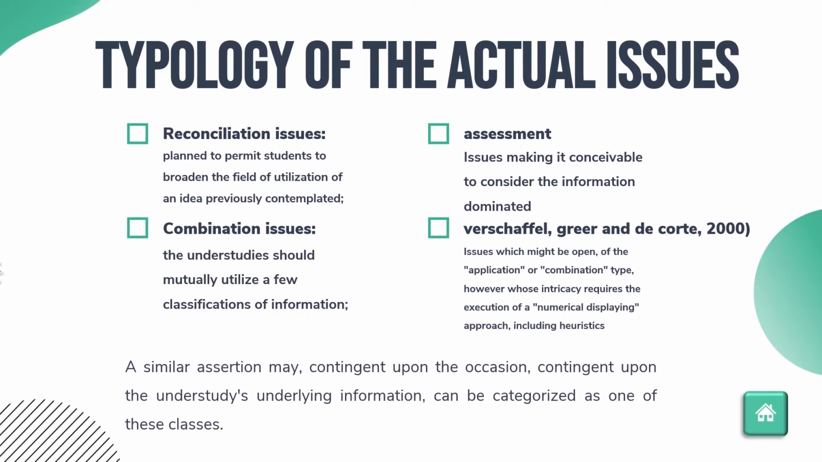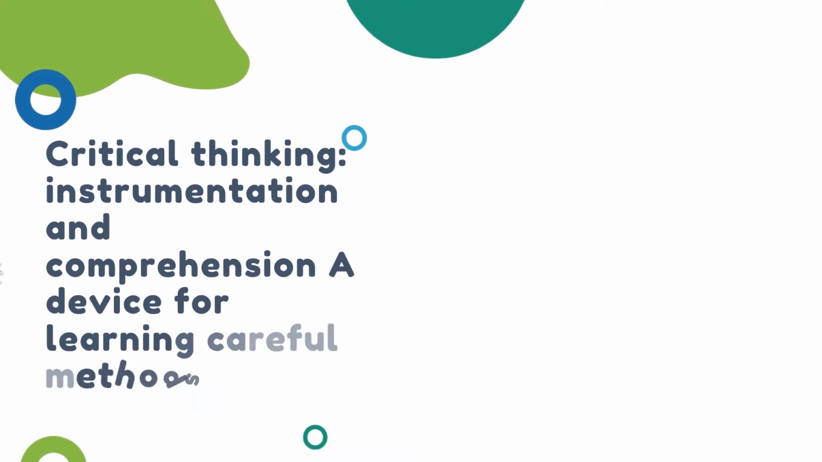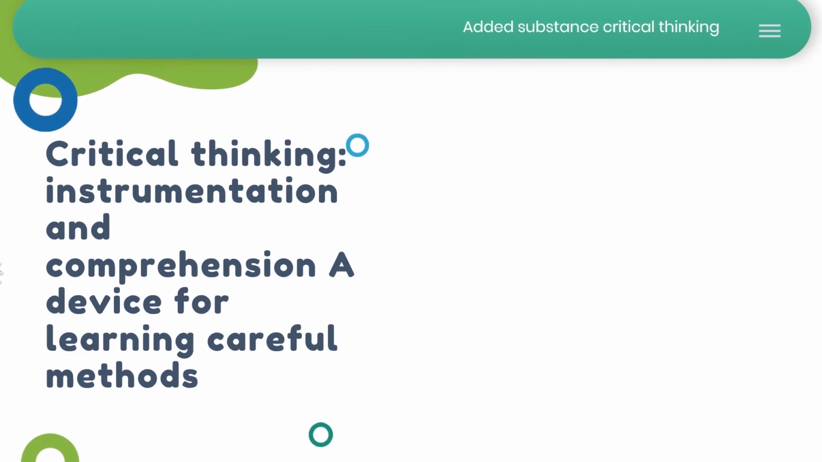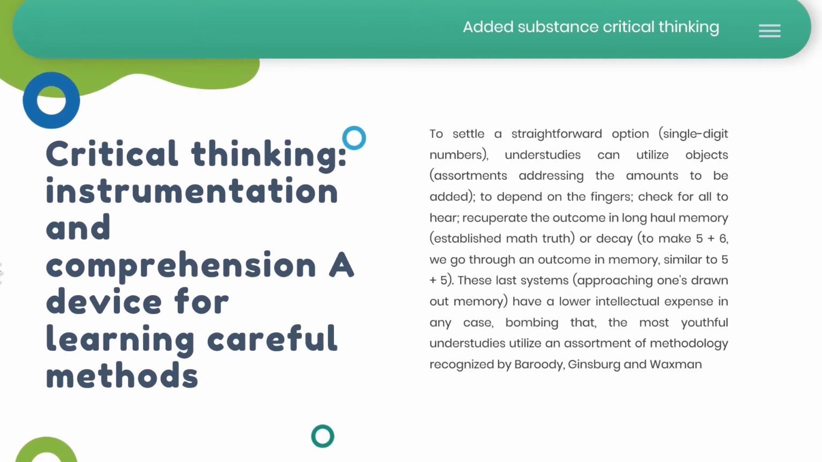A same statement may, depending on the occasion, depending on the student's initial knowledge, be categorized as one of these classes. Problem solving, instrumentation and comprehension, a tool for learning calculation methods. Additive problem solving to solve a simple addition, single-digit numbers, students can use objects, collections representing the quantities to be added, count on the fingers, count aloud, retrieve the result from long-term memory, established math fact, or decomposition. To make 5 plus 6, we go through a result in memory, like 5 plus 5. These last strategies, drawing on one's long-term memory, have a lower cognitive cost, failing that.